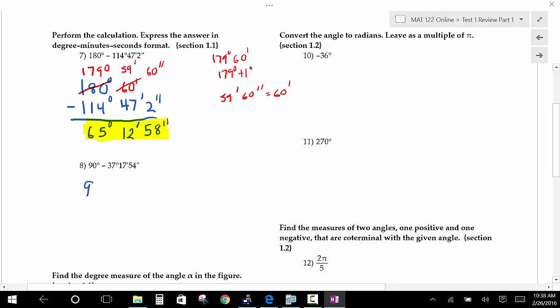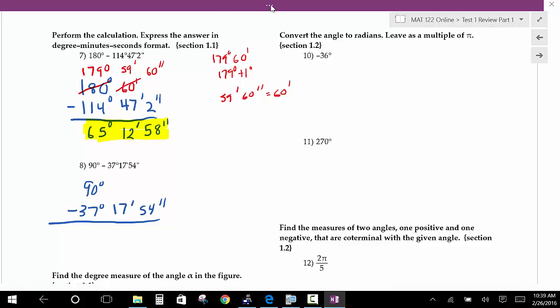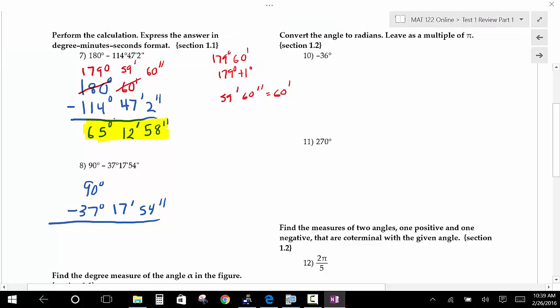We're going to start with 90 degrees, and we're going to subtract from that 37 degrees, 17 minutes, and 54 seconds. Okay, so we need to regroup. So the idea with regrouping would be basically the same on this. We're going to take away from that to make that 89 degrees. And since we take away, if we borrow, we have to give back. I always say if you borrow, give back, because if you don't, you are stealing. So don't steal. So give this back.